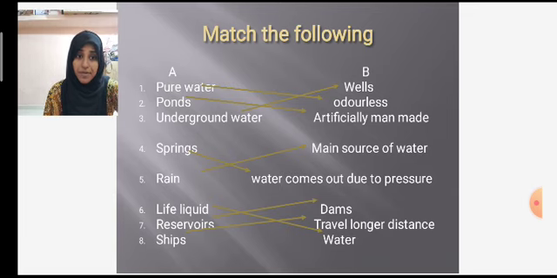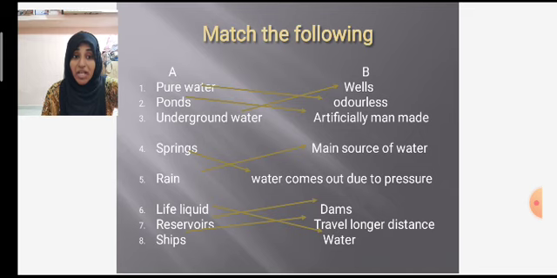Ponds are artificially man-made. It is one kind of source of water in which water gets collected. Ponds are made by man. Underground water is one example, your wells. Then springs, that is, water comes out from the earth due to the pressure. They are called springs.